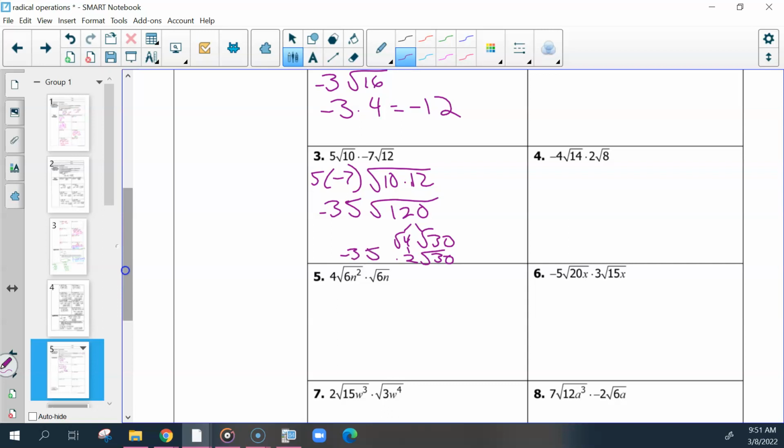So we would multiply negative 35 and 2 to get negative 70 times the square root of 30. That is the most awkward. It looks like it should be simplified more, but there's nothing else we can do with it.